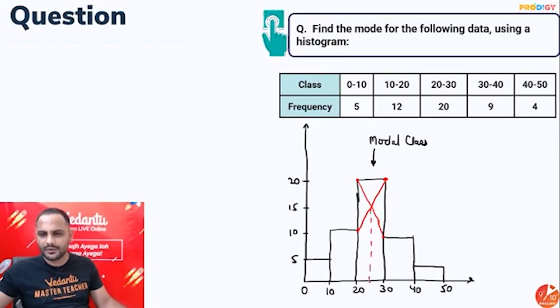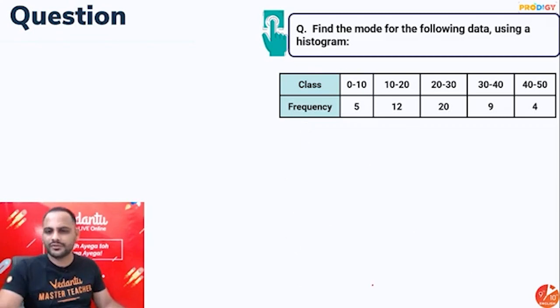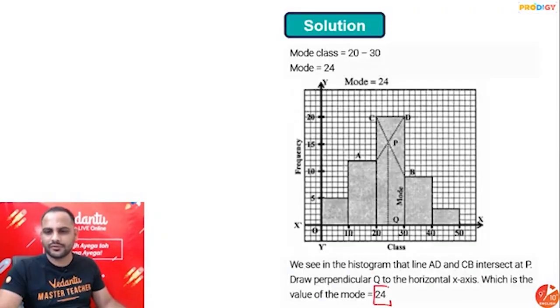24.5 or 24, something like that. Or it is 24, it is coming, done. Right? So this is how you find the mode. Same thing over here also.